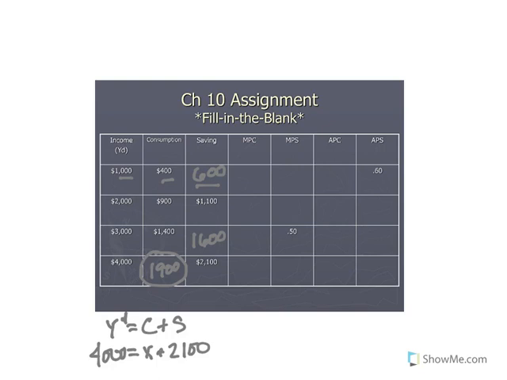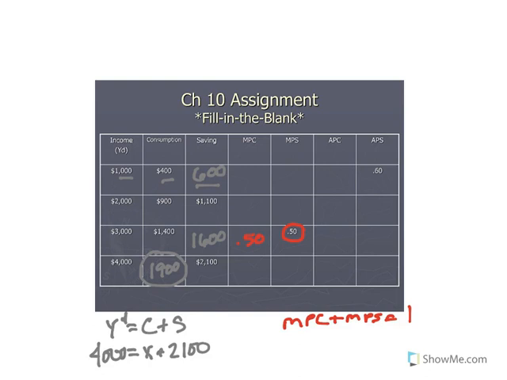Now moving on to our MPC and MPS columns. First, MPC. Again, we know our formula is change in consumption divided by change in disposable income. However, notice that I give you a value of MPS right here of 0.5. And we know that MPC plus MPS always equals 1. So if my MPS is 0.5, that means my MPC also has to be 0.5.